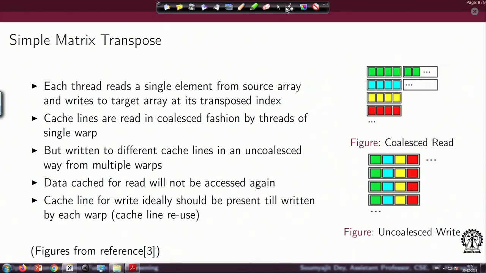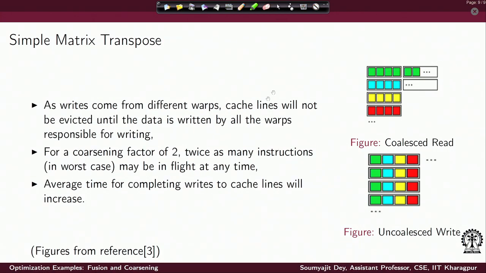So, that creates significant delay and decreases the throughput. As the writes are coming from the different warps, the cache line will not be evicted until the data is written by all the warps responsible for the writing. So, the read is coalesced, the write is uncoalesced, and the write takes multiple cache cycles. So, I cannot evict the data from the cache line even immediately after the read happens, right.